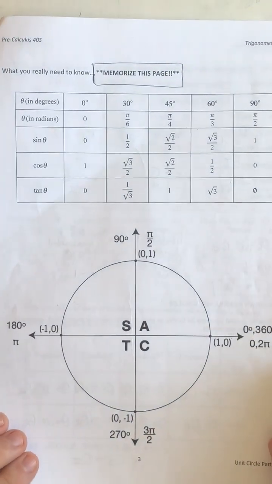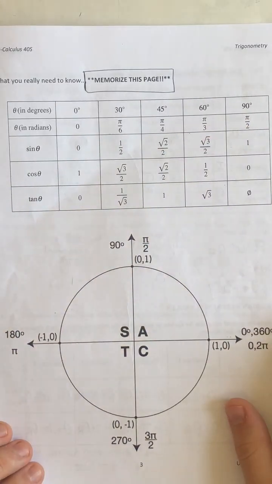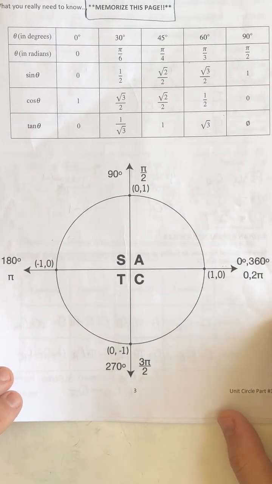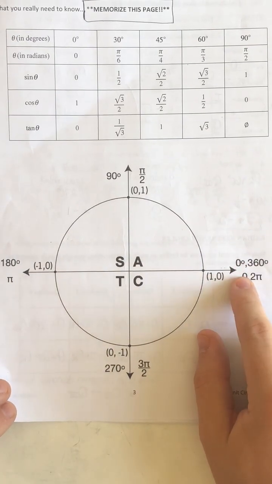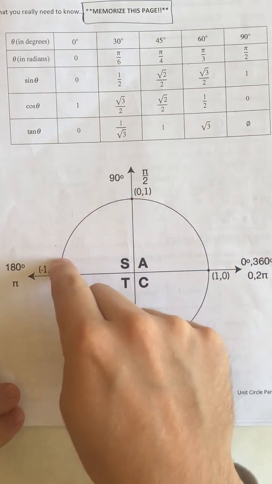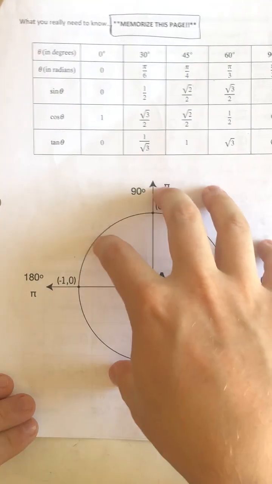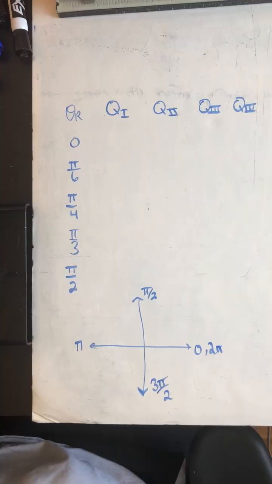This is your main page that you need to know. This is the table that you will need to write out as soon as you get a quiz or a test. And then this is the CAST rule, 0, 360, 0, 2 pi, making its way all the way around the circle. And then you have all your coordinate points along the edges. This you already knew, and this is the new stuff from this booklet.